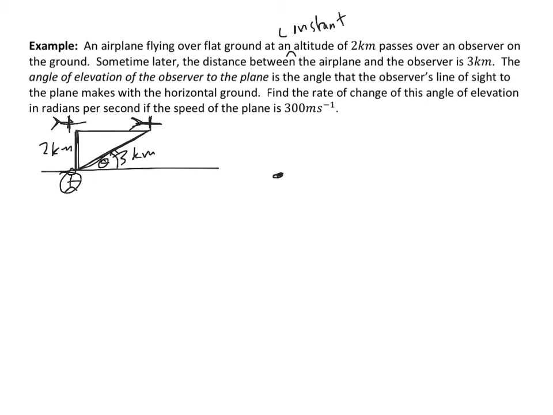Maybe I should have said, here's the observer on the ground, the plane is 2 kilometers up, and the distance between the observer and the plane is 3 kilometers, because then this could be theta. Okay. Now, let's see here. The angle of elevation is to the plane. So, okay. Find the rate of change of this angle of elevation in radians per second when the speed of the plane is 300 meters per second.